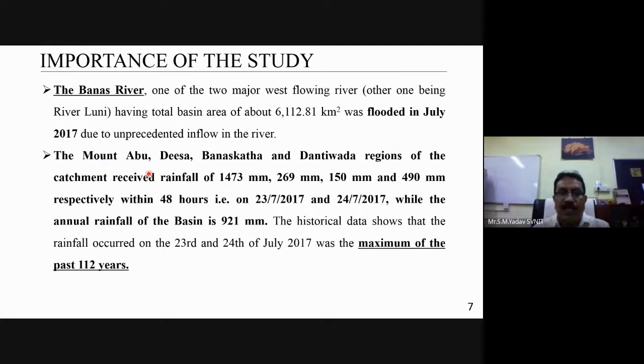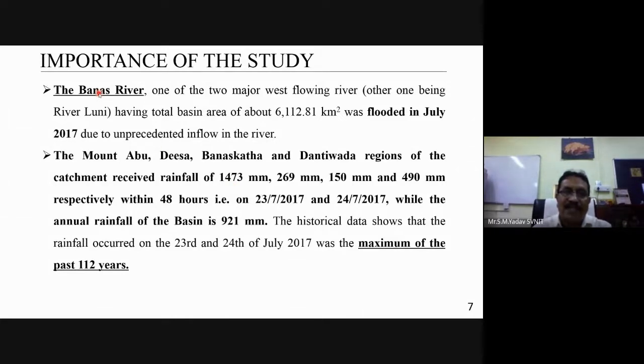The Mount Abu, Deesa, Banaskantha and Dantiwada regions of the catchment received rainfall of 1,473 mm, 269 mm, 150 mm and 490 mm respectively within 48 hours. I'd like to draw your attention to the fact that Mount Abu, which received 1,473 mm of rainfall in 48 hours, had a return period of 1 in 100 years. A 1 in 100 year return period rainfall fell in 48 hours over Mount Abu, from where the Banas river is originating.